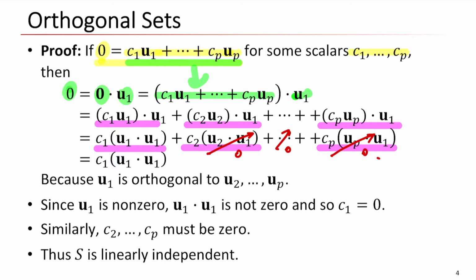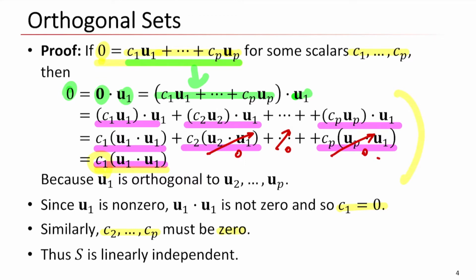So finally, this term will be something like this, right? Because U1 is orthogonal to U2 through UP, right? So since U1 is non-zero, then U1 inner product U1 is also non-zero, right? Then from here we can say that C1 is going to be equal to 0, right? So in other words, similarly, C2 through CP must also be 0, right? Similar to this one, right?